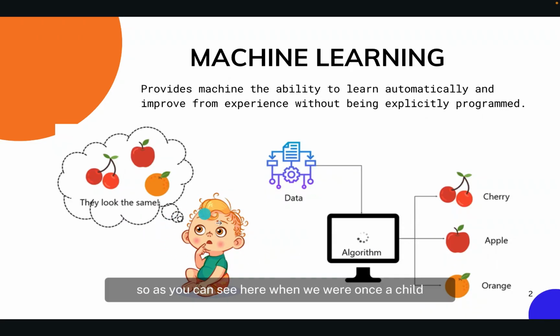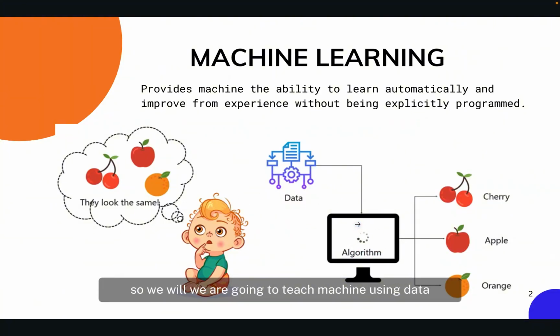As you can see here, when we were once a child, we looked at the same fruits like cherries, apples, and oranges, and we tended to say, oh, they look the same. But as time passed by, we saw a lot of fruits like that, like cherries, apples, and oranges, and eventually we can distinguish and determine what those are. So same as for machine learning.